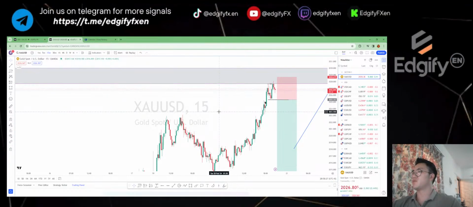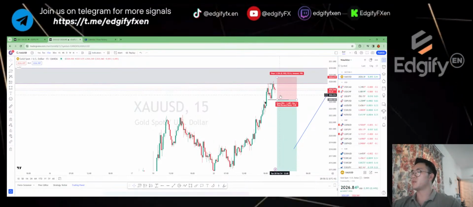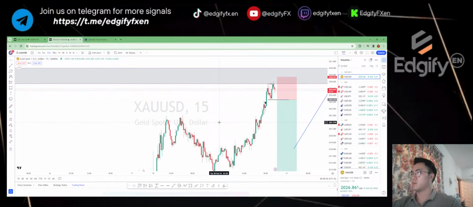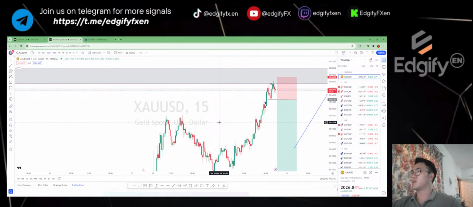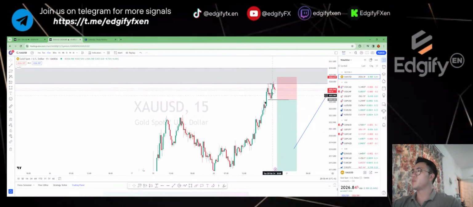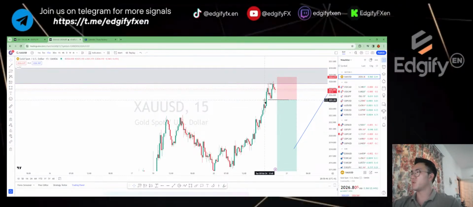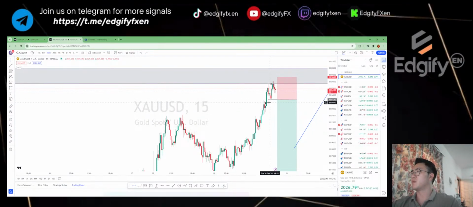There's many kinds of confirmation, right? What I'm using is basically a QM pattern, right? You can also use a doji reversal. You can use morning or evening star, right? You can also use bearish engulfing, right? Whatever suits you. So for me, I'm using what we call a QM pattern, right?